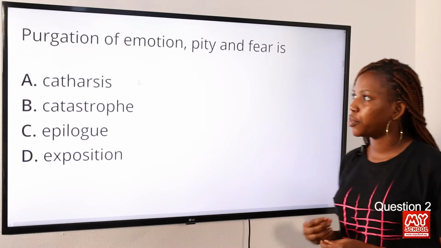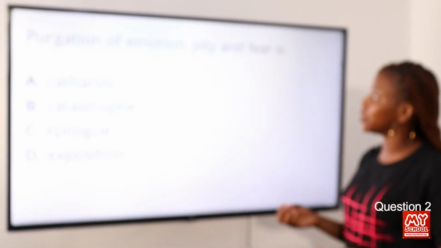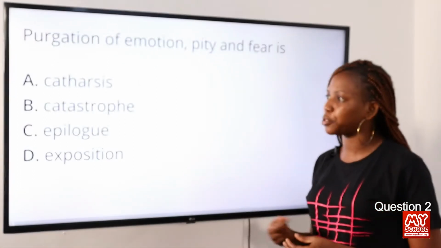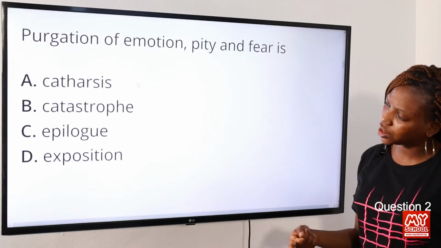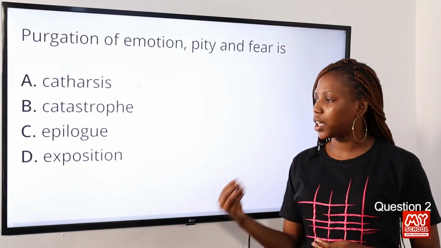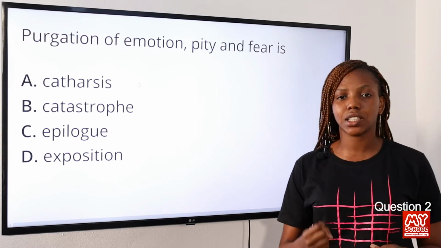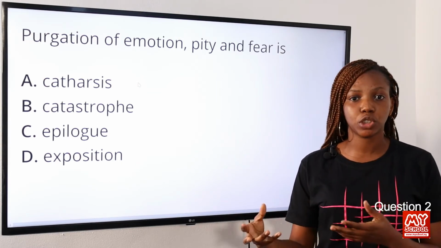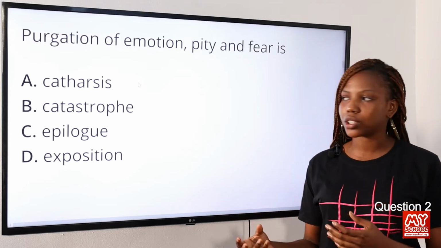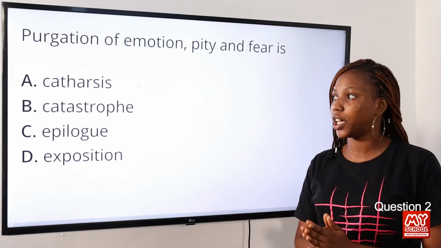Question 2. Purgation of emotion, pity and fear is option A, catharsis, option B, catastrophe, option C, epilogue, option D, exposition. The answer to this question is catharsis. Catharsis is the purgation or purification of emotion, usually that of pity and fear. So the answer to this question is option A, catharsis.